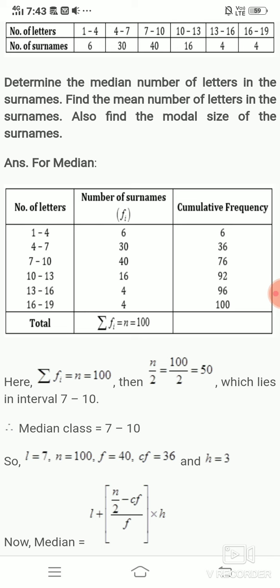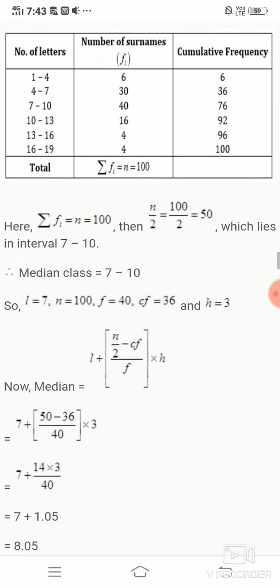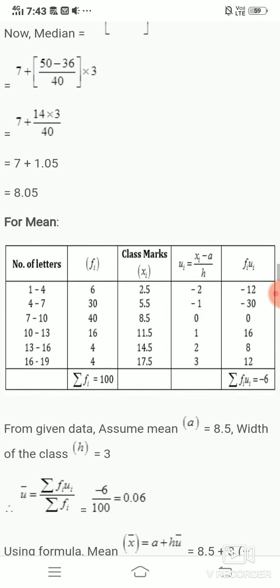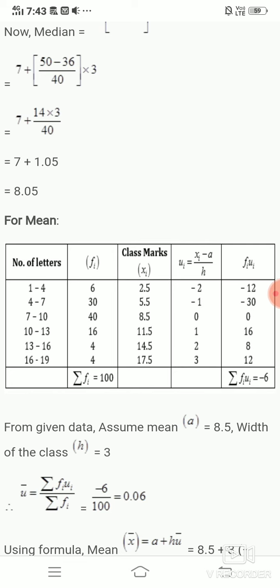So now N by 2 equal to 50. The corresponding median class: next to 50 is 76. So 7 to 10 is the median class. Now L equal to 7, f equal to 40, cumulative frequency just preceding 76 is 36, and the width h equal to 3. Substitute.